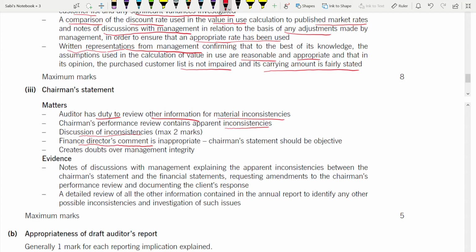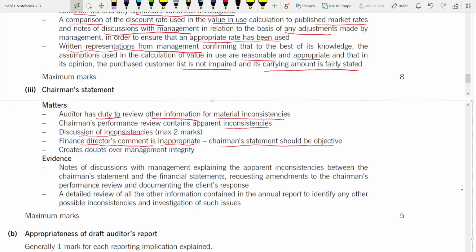So here, the finance director's comment is inappropriate in this case. The chairman's statement should be objective. Why was their comment inappropriate? What was their comment, by the way? That the chairman should always give a positive narrative about the company, that it is the chairman's duty. It's wrong. It's not the chairman's duty to always show things in a positive light, even if the company is not doing well. Rather, the chairman's statement should be objective.